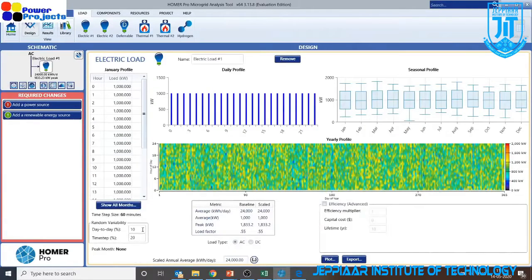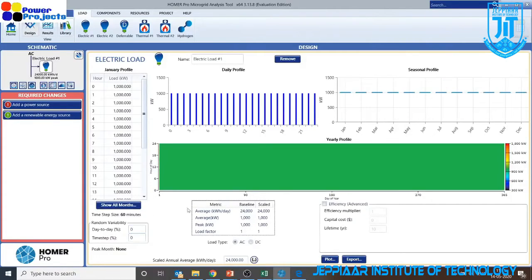So if I make this random variability 0, the curve is flat, and it is always green. That means the average demand is 1000 kilowatt, the peak demand is also 1000 kilowatt, and the load factor is 1. The daily average energy consumption is 24 into 1000 kilowatt, that is 24,000 kilowatt hour. So that is the per day consumption. And the load factor is 1, because my average demand is also 1 megawatt, my peak demand is also 1 megawatt.